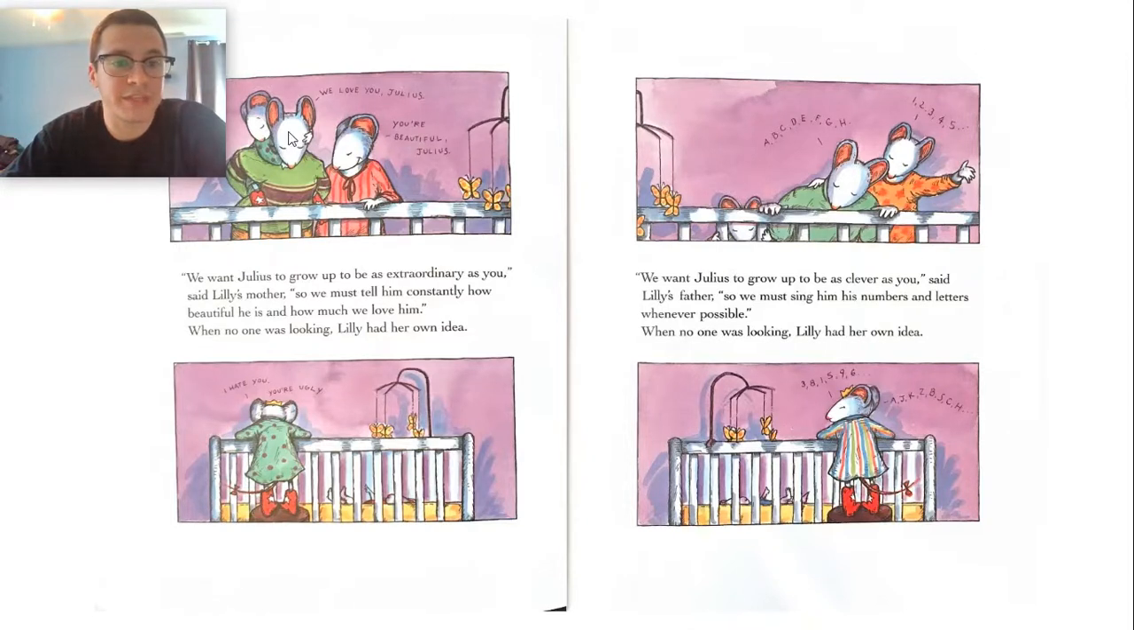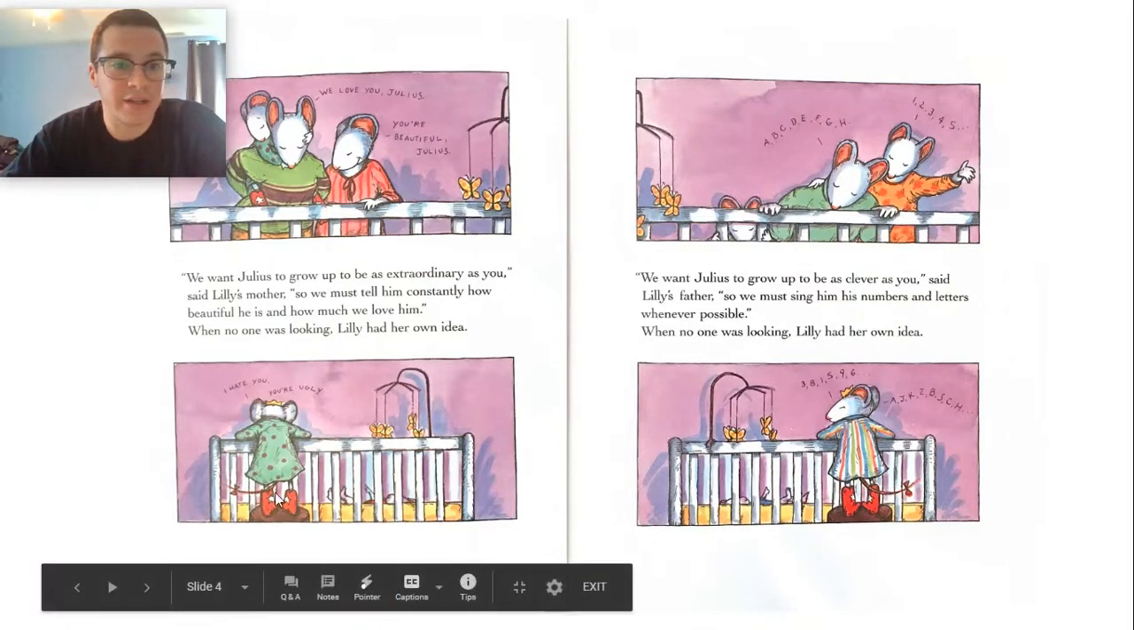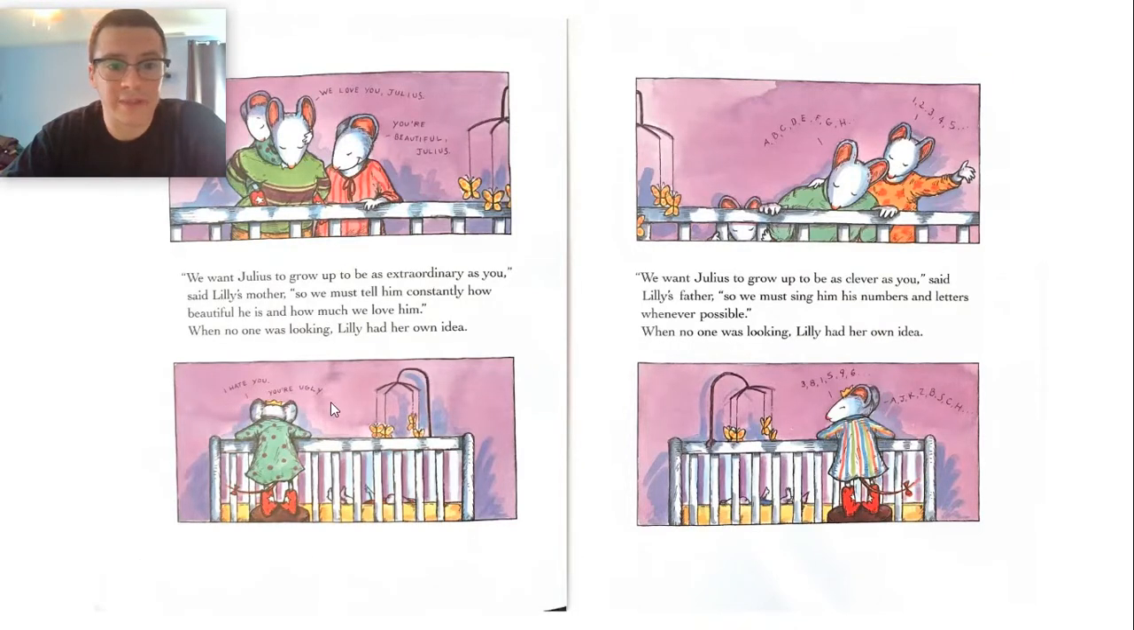So up here we see their dad saying, We love you, Julius, and mom saying, You're beautiful, Julius. And down here, Lily says, I hate you. You're ugly. Does not sound like she's being kind.